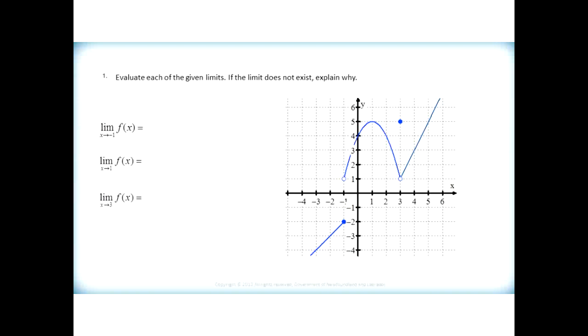If the limit does not exist, explain why. Everybody loves those explain questions on math tests, don't they? Okay, so let's look at the first one. The limit as x approaches -1.